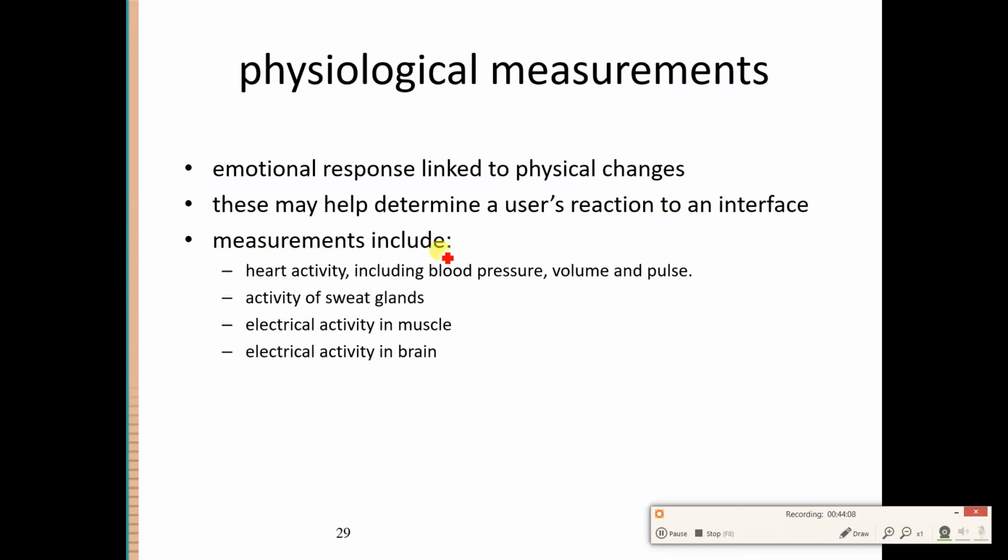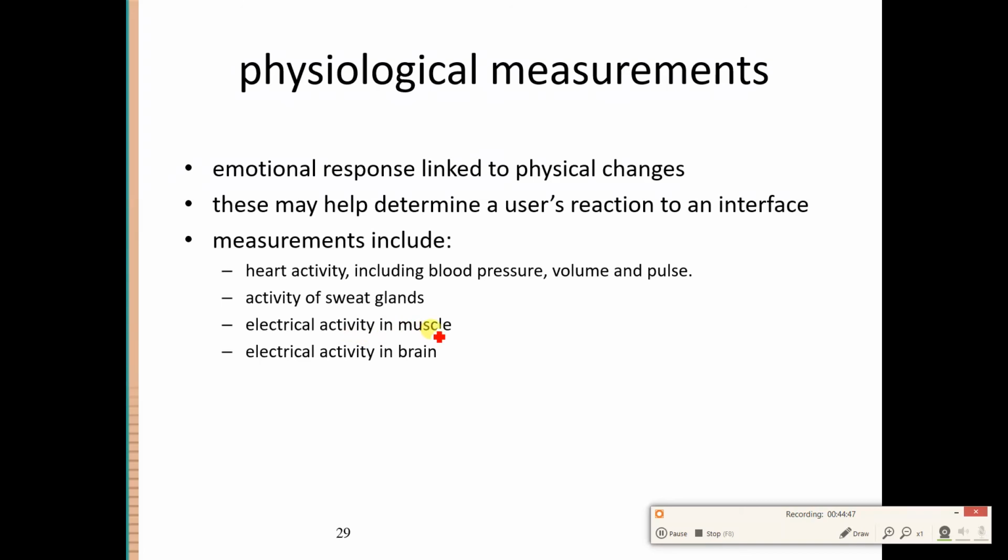So in psychological measurement, what can we monitor or measure? For example, heart activity, including blood pressure, volume, and pulse rate. Maybe for some games or intensive tasks, the heart rate can increase and the blood pressure can increase. So we can monitor these things and know which parts of the system are affecting the heart rate, blood pressure and pulse rate of the user. Then there is activity of the sweat glands; we can monitor this, but some kind of sensors are required.